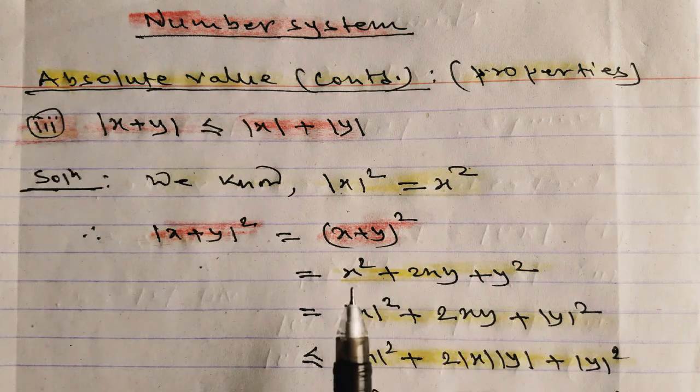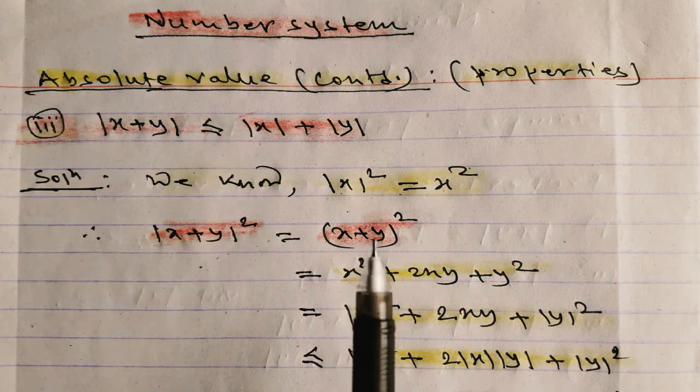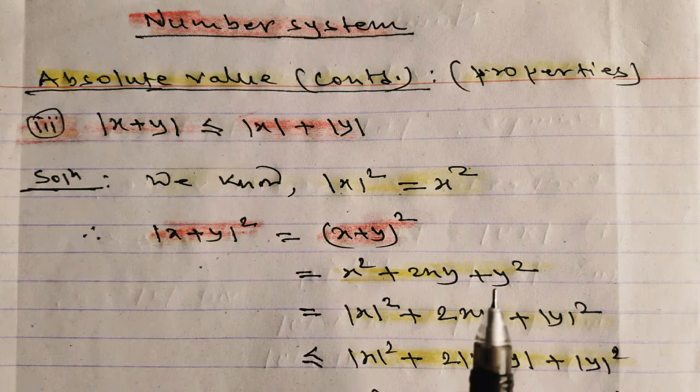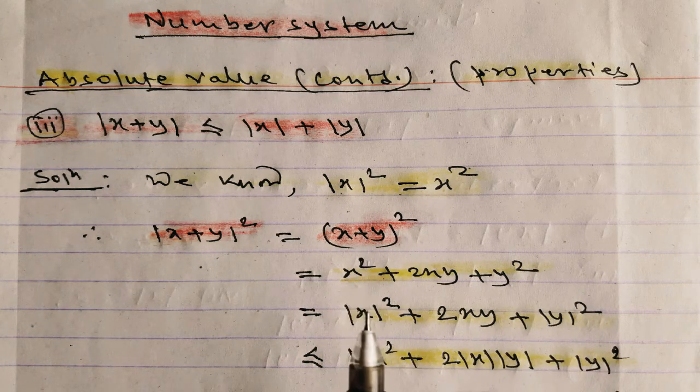Now again, using the property of absolute value of real number, x square and the square of modulus of x are equal. Y square and the square of modulus of y are equal. So replacing x square by modulus of x square and y square by modulus of y square.